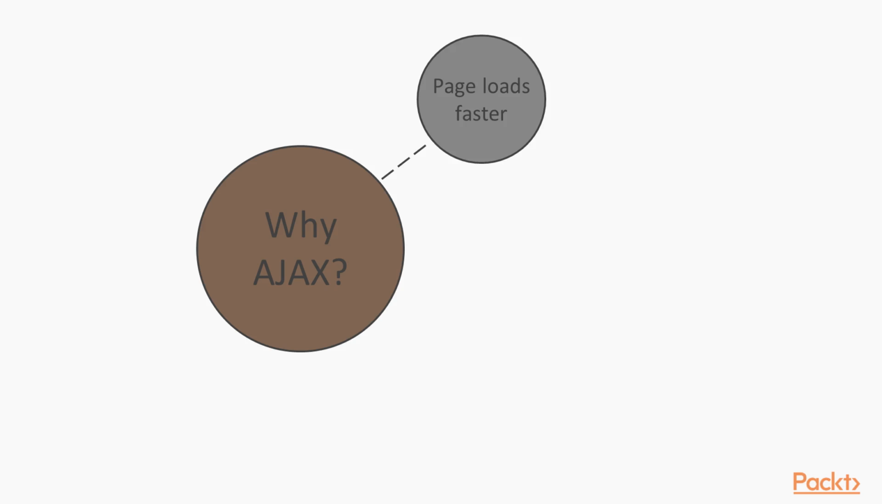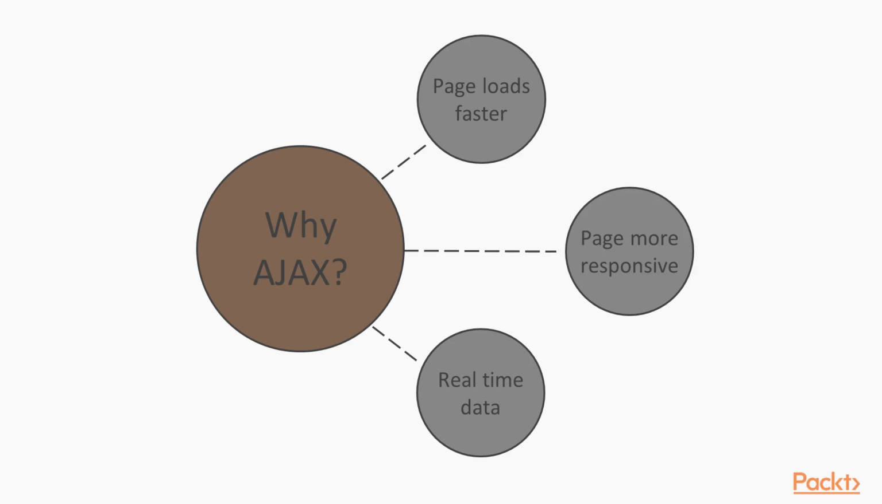So we have already answered several questions like why we need AJAX. The first point is we need to make sure that our page loads faster. With AJAX, we can push long running processes into an asynchronous mode, hence achieving faster page loads. And we already discussed making the page much more responsive. And we are also able to handle real-time data.